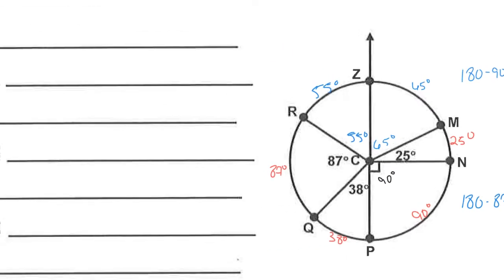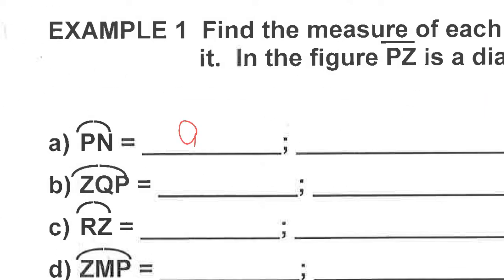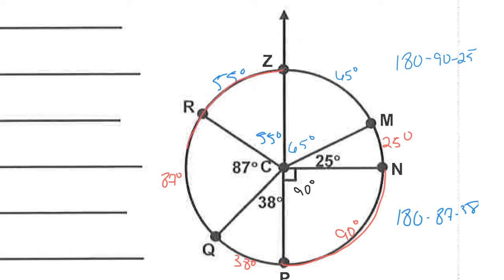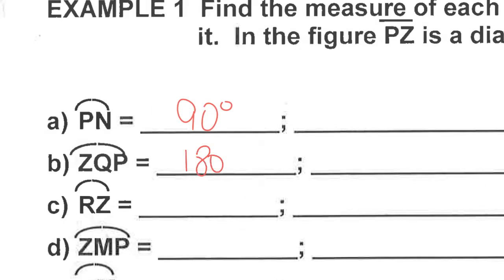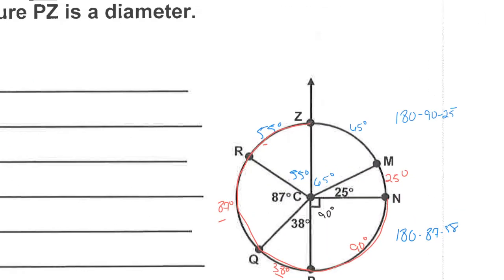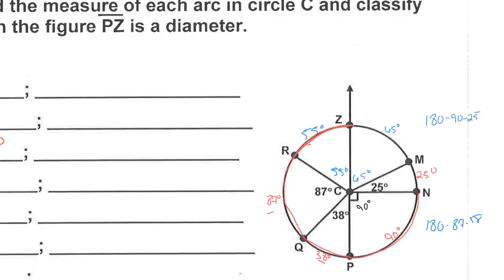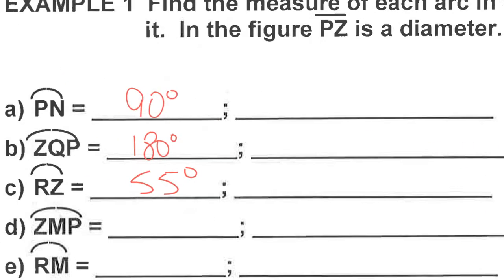So now that it's filled out, we can go over here and fill it out as we go. It says arc PN, so be careful. That's the arc from P to N, that one right there. Looks like it's 90 degrees. And then you need to classify it, and I'll come back and work on those in a second. ZQP, from Z all the way around to Q to P, well, that was a semicircle. If you're not sure, you could add 38, 87, and 55, and they'll be 180. So 180 degrees. Let's see, RZ would be next. Looks like R to Z is 55 degrees. ZMP, let's see, from Z to M all the way around to P. Well, that's another semicircle there, so 180.